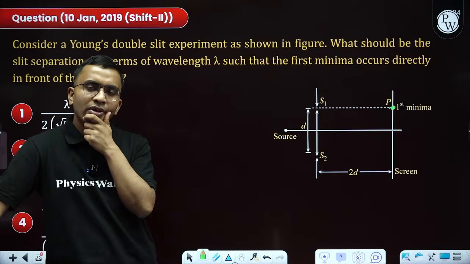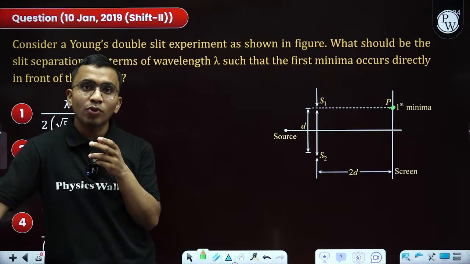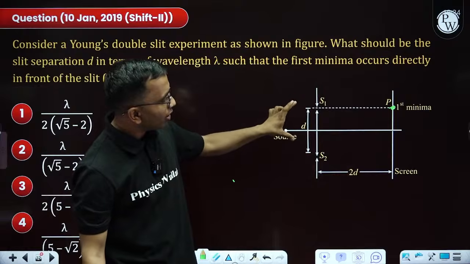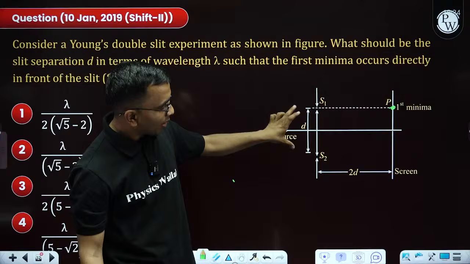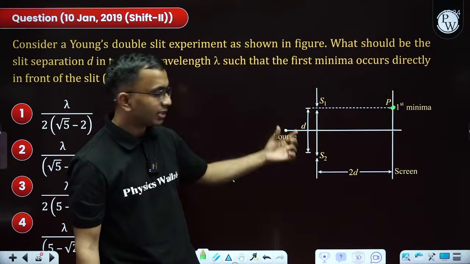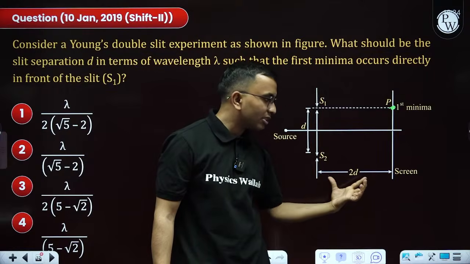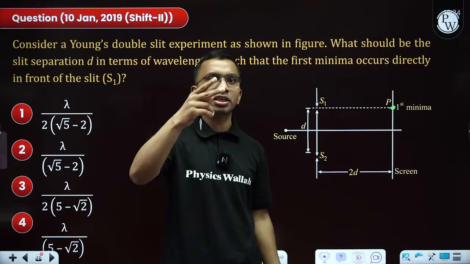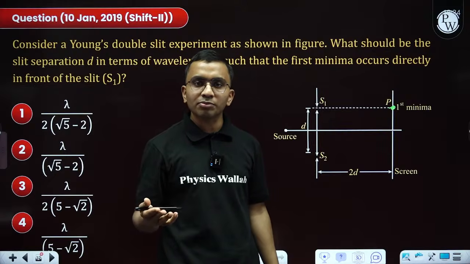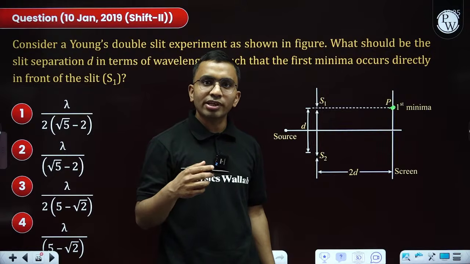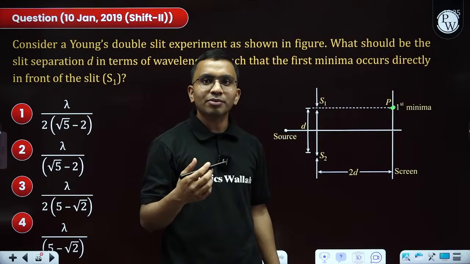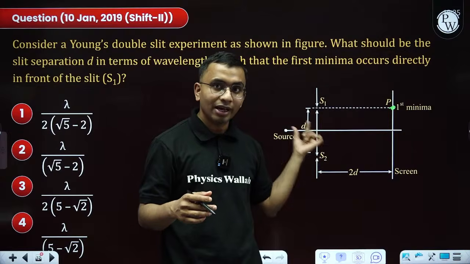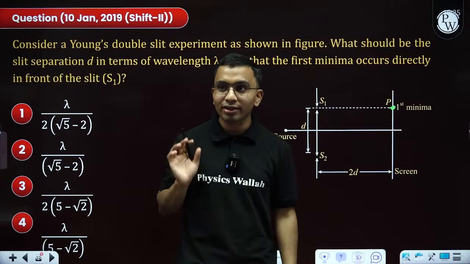Will it be applicable here? No. Why so? The slit separation is comparable. Sorry, the distance between the two slits is comparable to the separation between the slit and the screen. In our assumption where we write first maxima is lambda D by d, second maxima 2 lambda D by d, we assumed that the distance between the two slits is very small compared to the distance between the screen and the slits. Here it is not like that. If it is not like that, go with the standard method.